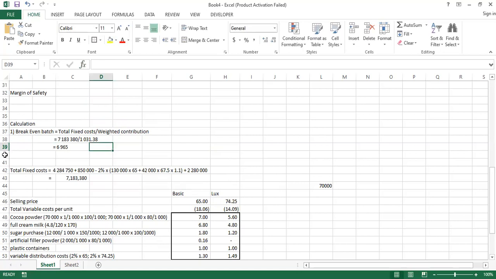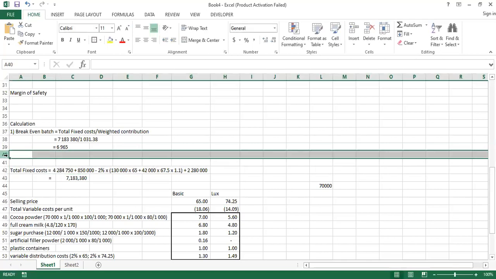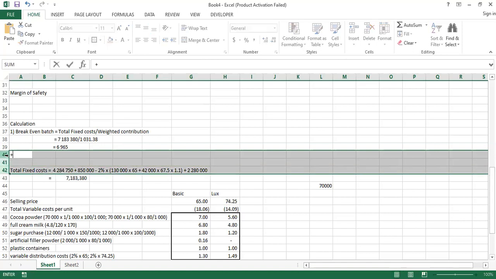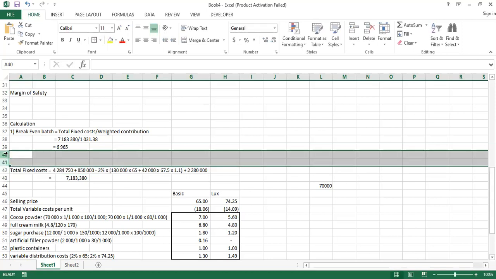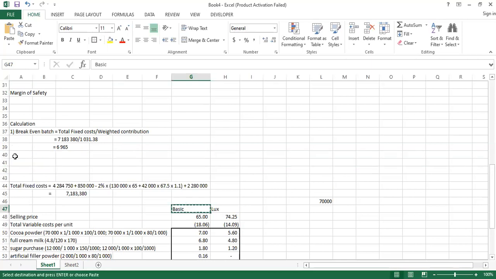Now we need this per product, right? Let me just make some space there. All right, now we need this per product. So let's take basic, let's put basic there, and then we get lux. We take lux and we put it there. So we are pretty much done with this question now.